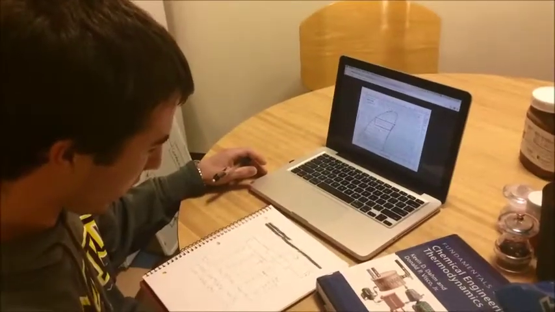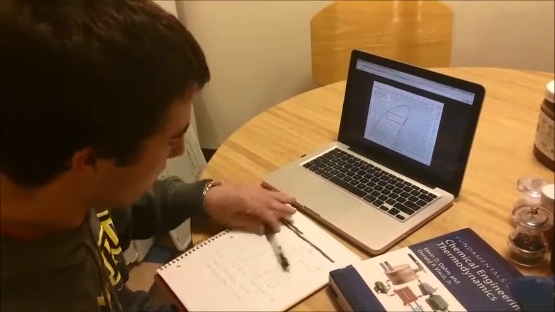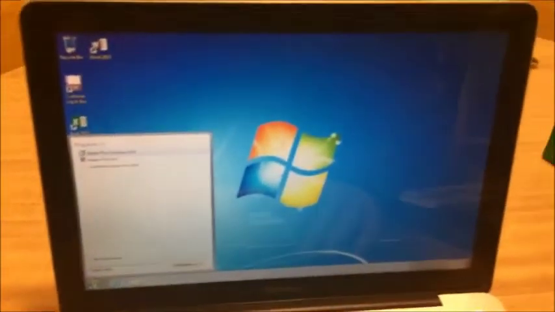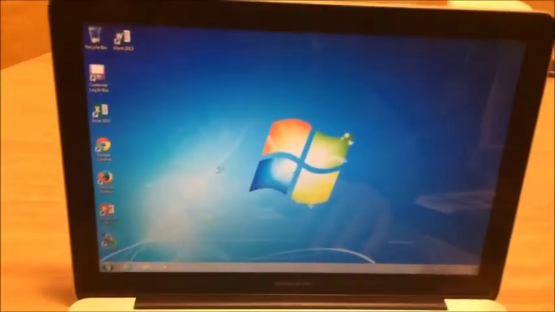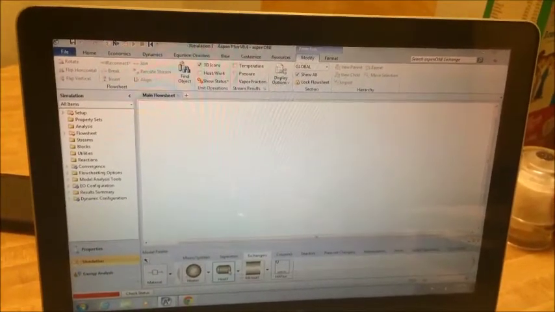So now that I've finished calculating the work required by the compressor by hand, I guess we should plug it into Aspen and see what that tells us. Well, that took forever.